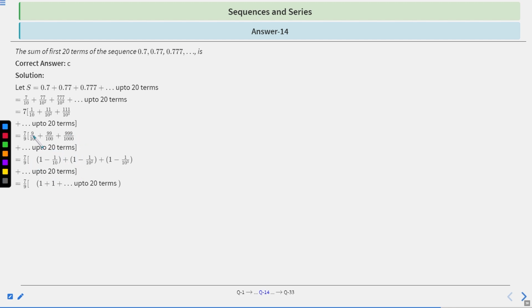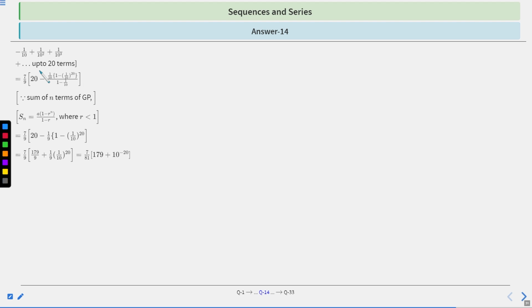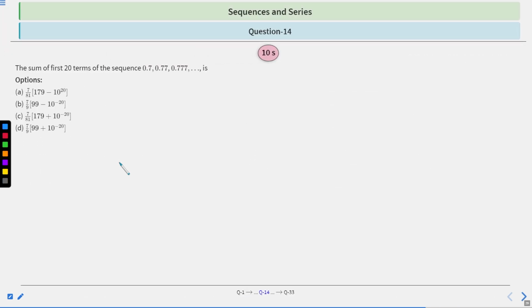Now 9 by 10 can be written as 1 minus 1 by 10, 99 by 100 as 1 minus 1 by 10 square, 999 by 1000 as 1 minus 1 by 10 cube, up to 20 terms. So 7 by 9 into 1 up to 20 terms minus 1 by 10 plus 1 by 10 square plus 1 by 10 cube up to 20 terms. So 7 by 9 into 20 minus, this is in GP, 1 by 10 into 1 minus 1 by 10 to the power 20 upon 1 minus 1 by 10. So after solving, Sn will be 7 by 81 into 179 plus 10 to the power minus 20. So option C is the right choice.